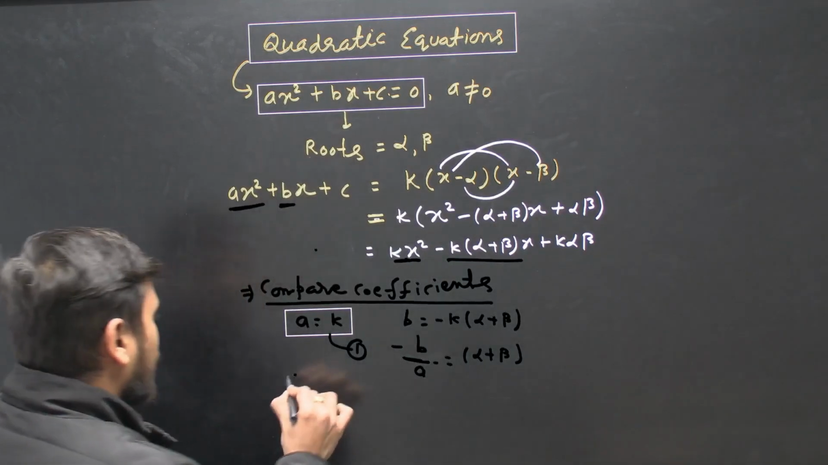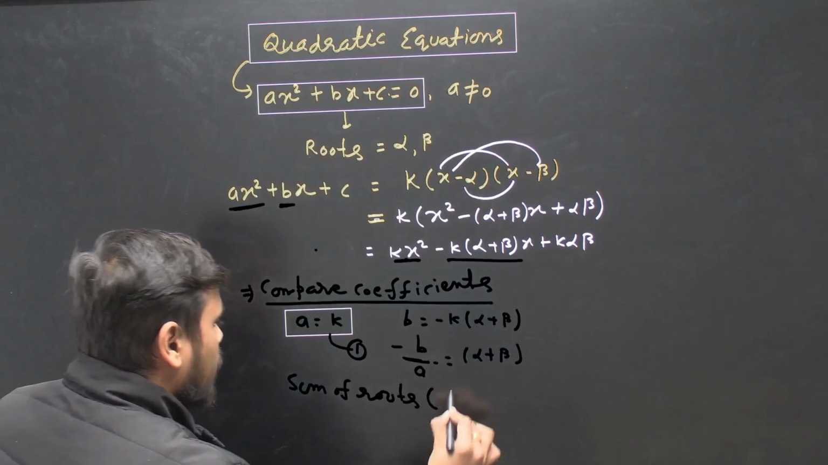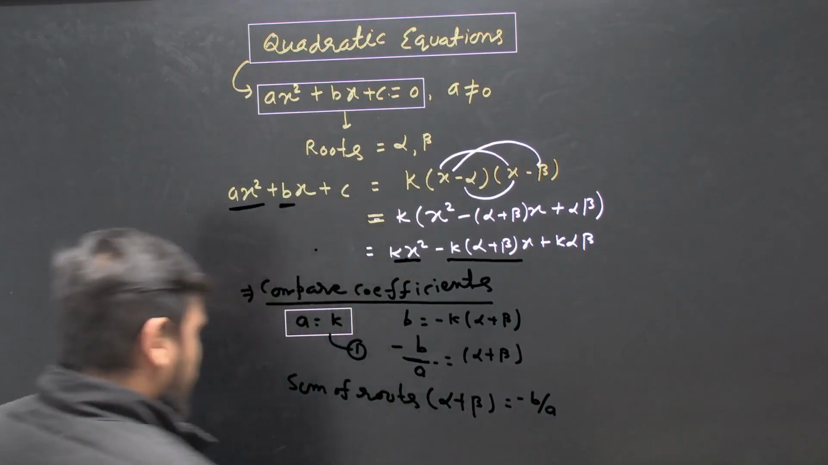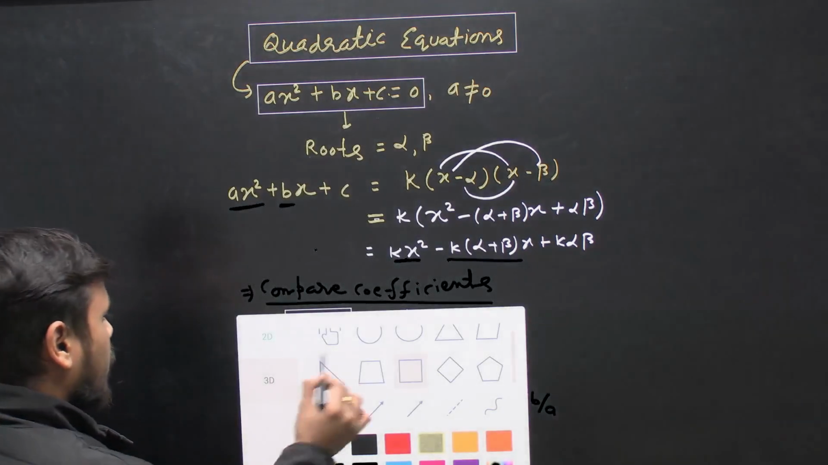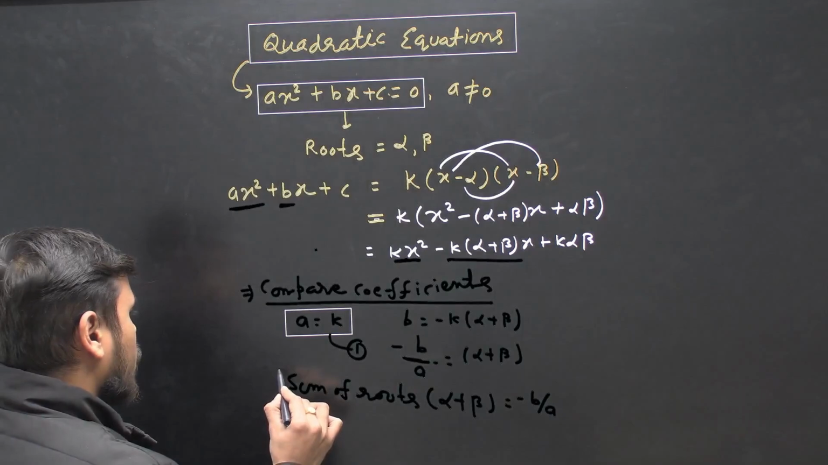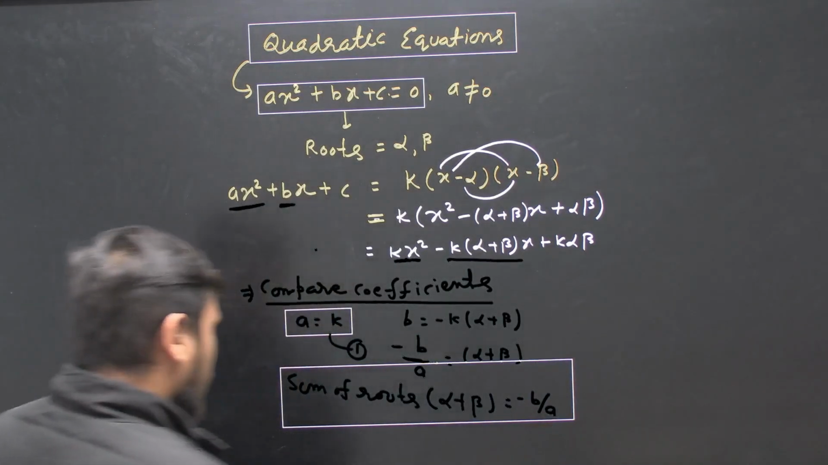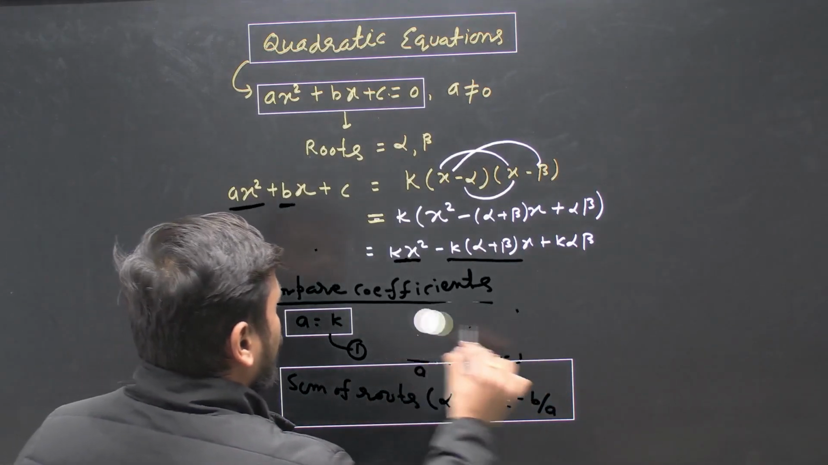Okay, so let me write it down. Sum of roots, alpha plus beta equal to minus b upon a. Okay, similarly we can get the formula for the product of roots. So the sum of roots is here. Now the formula for product of roots.